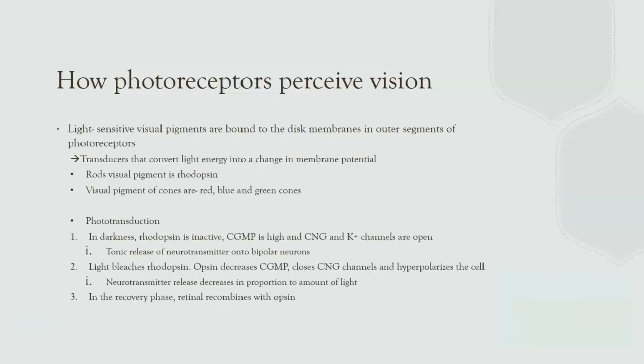So signal processing for this: in the darkness, rhodopsin is inactive and cGMP is high, and CNG and potassium channels are open. This allows for a tonic release of neurotransmitters onto bipolar cells. Then the light will bleach the rhodopsin, opsin decreases the cGMP, closes the CNG channels, and hyperpolarizes the cell, which allows for neurotransmitters released to decrease in proportion to the amount of light that is hitting the rods. And in the recovery phase, the retinol recombines with the opsin.